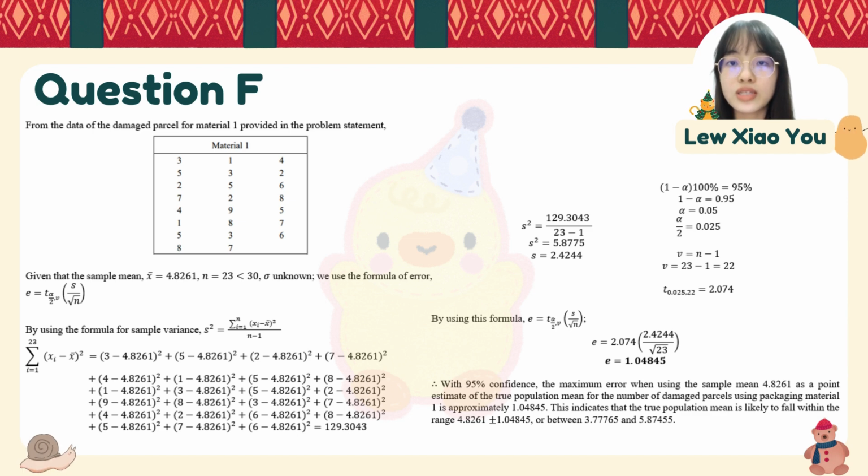Thus, with 95% confidence, the maximum error when using the sample mean 4.8261 as a point estimate of the true population mean for the number of damaged parcels using packaging material 1 is approximately 1.04845. This indicates that the true population mean is likely to fall between 3.77765 and 5.87455.